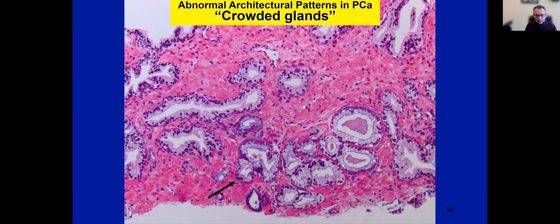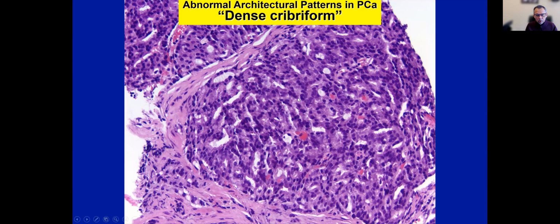There are certain architectural patterns which are abnormal, but they are not necessarily suggestive of prostate cancer. Crowded glands can be seen with cancer as well as many other benign mimics of prostate cancer. So when you have this type of architectural atypia, you do need a lot of other major features to make a confident diagnosis of cancer.